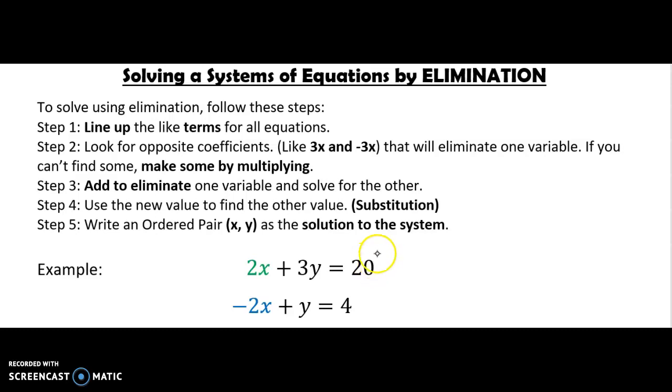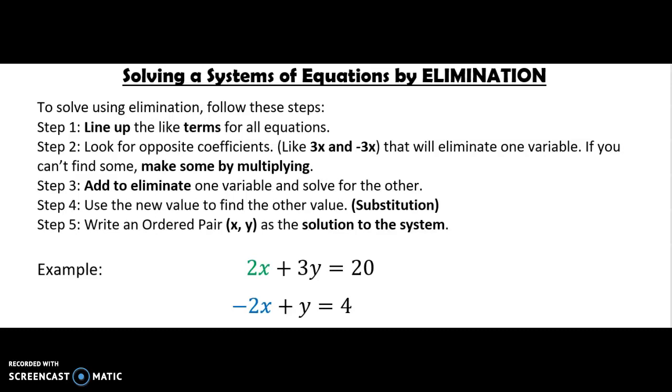Remember, systems of equations require you to have two equations that both contain the same variables. Also, there is a copy of these notes in the materials folder if you'd like to print them instead of handwriting all of these steps.